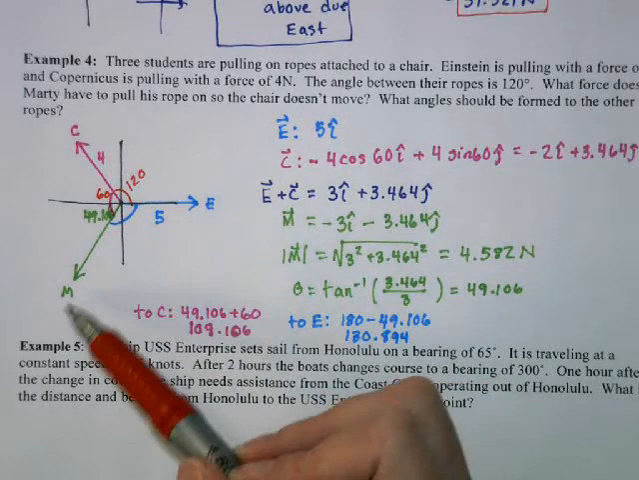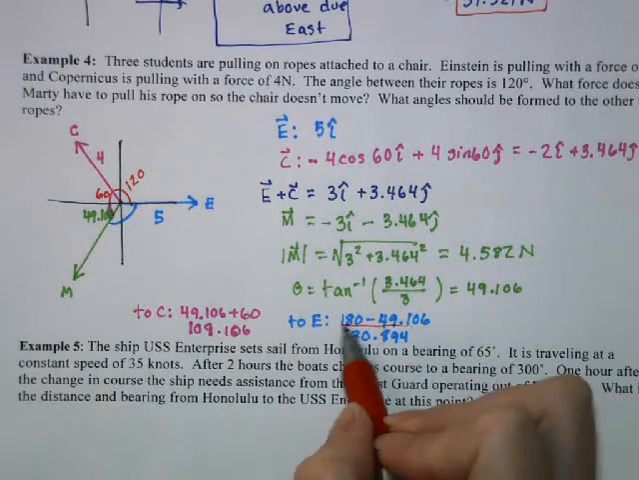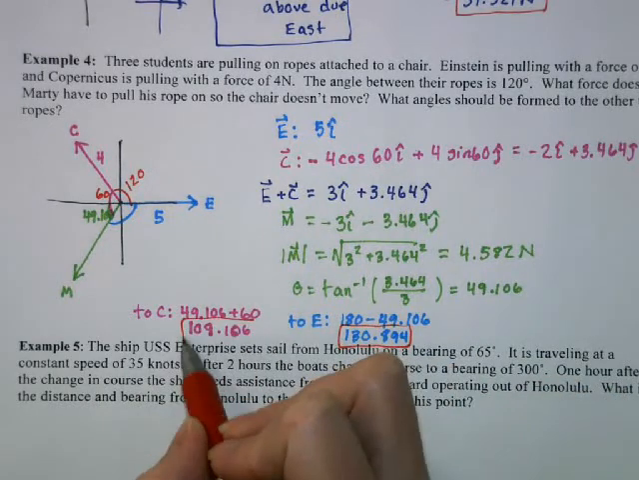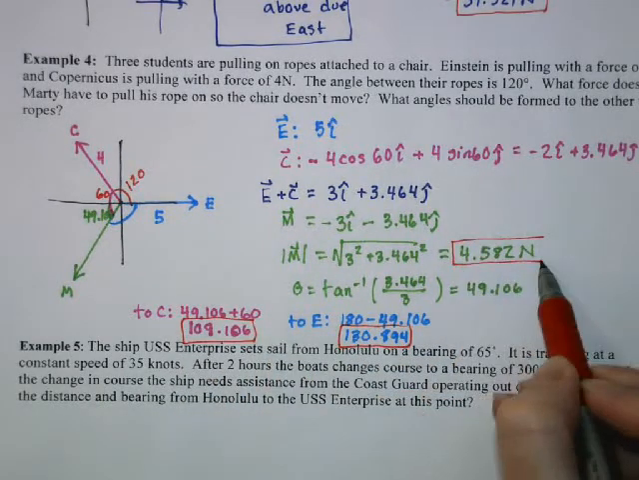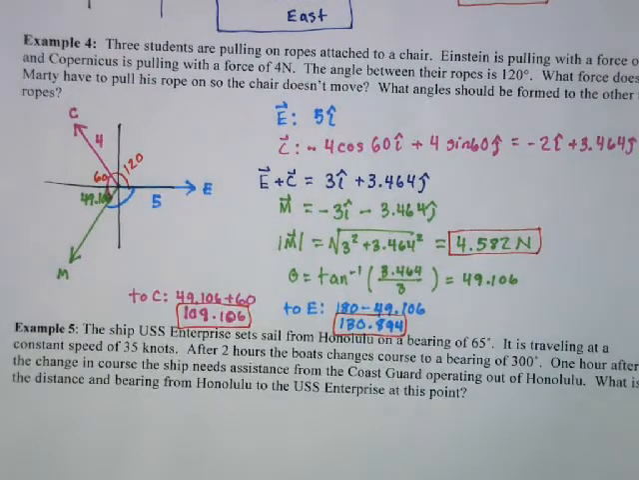Now it should make sense why this angle is bigger. If this force is bigger, then he's going to have to lean a little bit towards Copernicus's side to make everything 0. Okay, so in this case, we just conveniently put one of them on the x-axis, and then go from there.